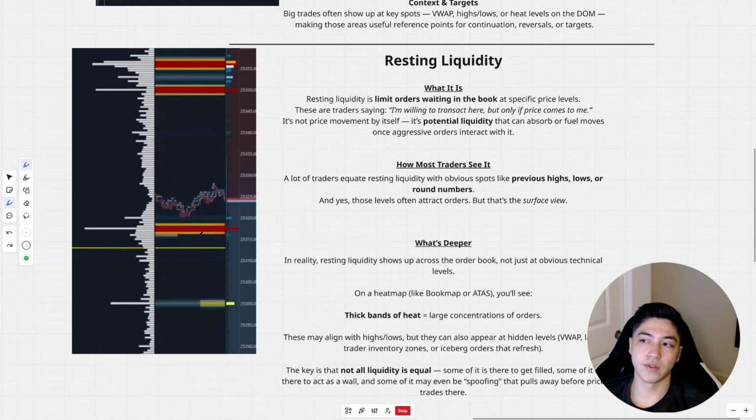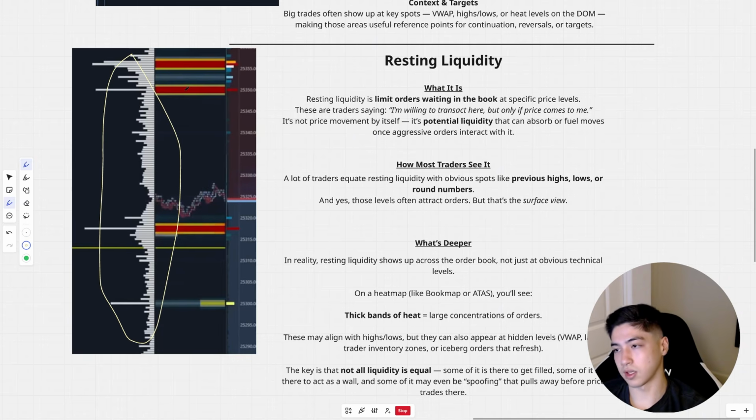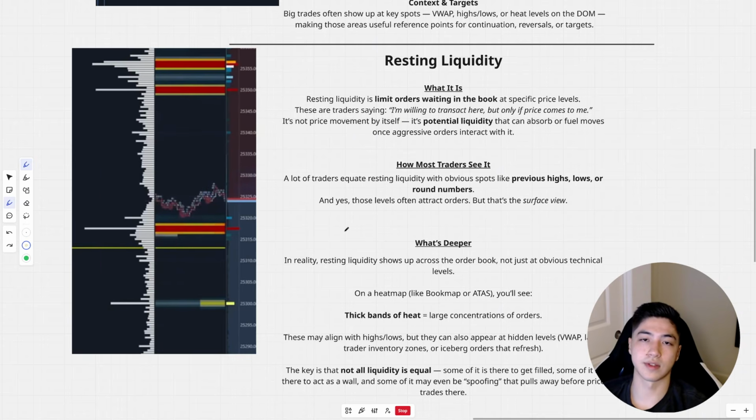Yes, those levels do attract orders, but that's the surface view, because in reality, resting liquidity actually shows up all across the book. So it's not just based on obvious technical levels, and you can utilize the DOM or you can utilize heat maps, and you're going to see a couple things, either a big area right here or a stack of areas right here, levels.